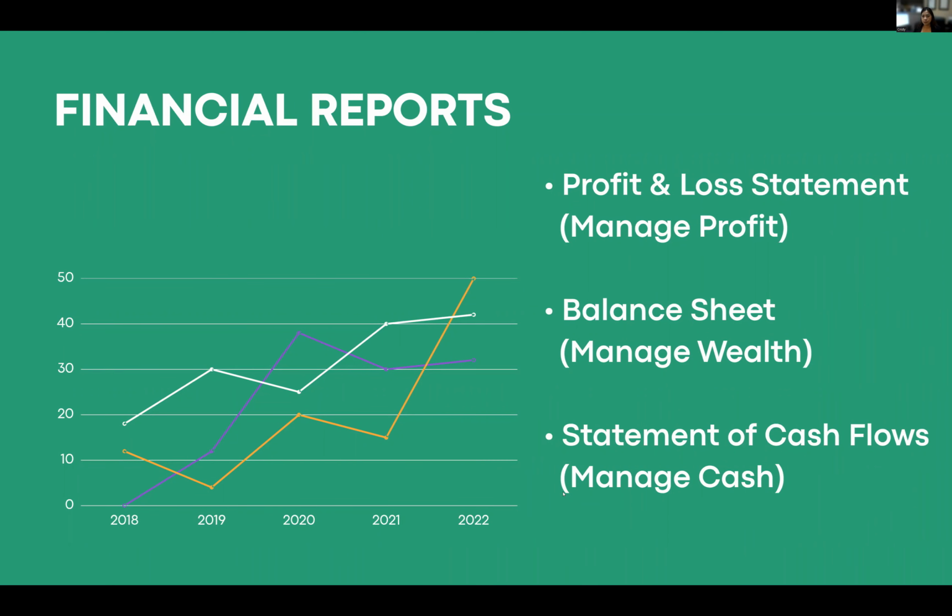There are three key financial reports: the profit and loss, the balance sheet, and the statement of cash flow. So the profit and loss is really managing your profit. When you're looking at your profit and loss or income statement, you're looking at the profitability of your business. When you're looking at your balance sheet, you're looking at how you're managing your wealth in the business. So your assets, how much you owe to third parties, and what's your net equity in the business. So that is managing your wealth.